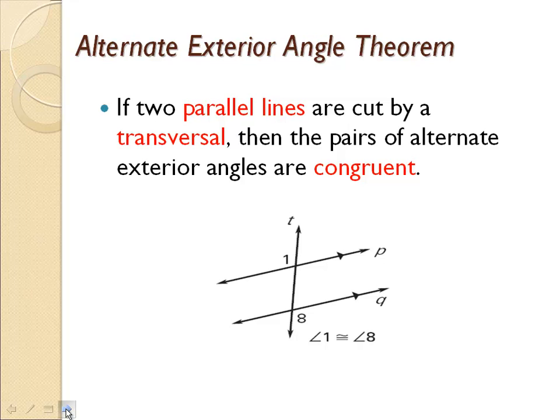Alternate exterior angle theorem tells us if two parallel lines, again, we've got parallel lines, are cut by a transversal, then the pairs of alternate exterior angles are congruent. So alternate exterior would be angles 1 and 8 here. Those are congruent. These two would also be alternate exterior angles, and those would be congruent as well.